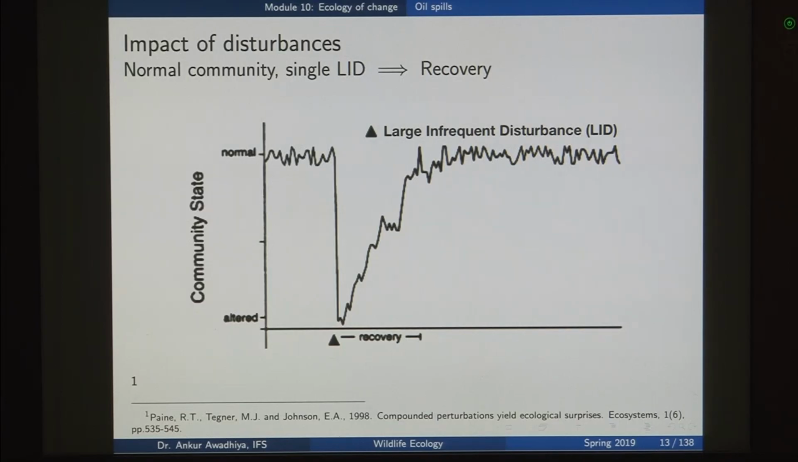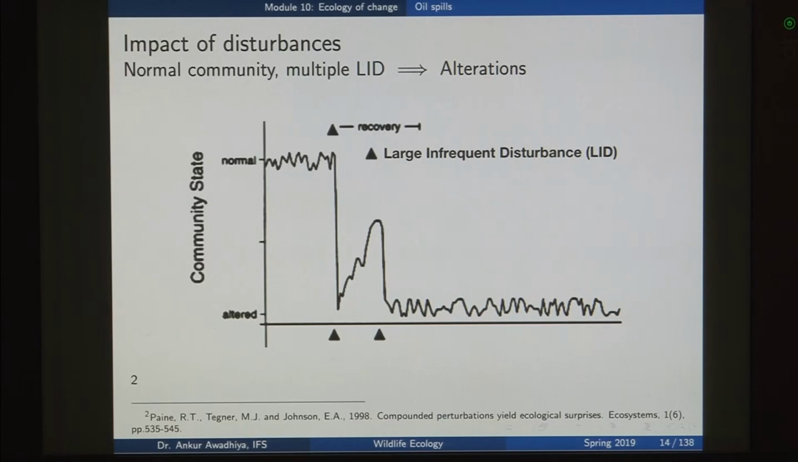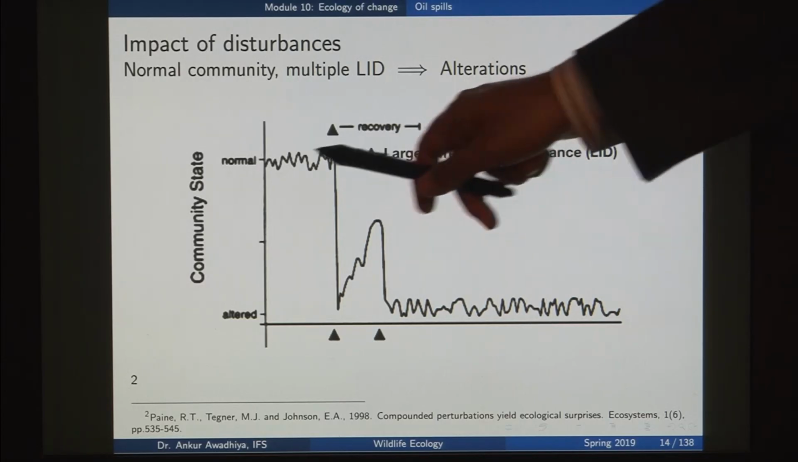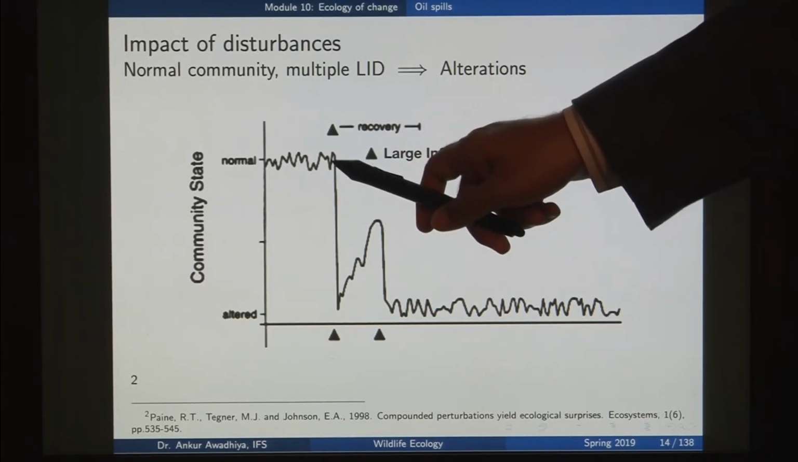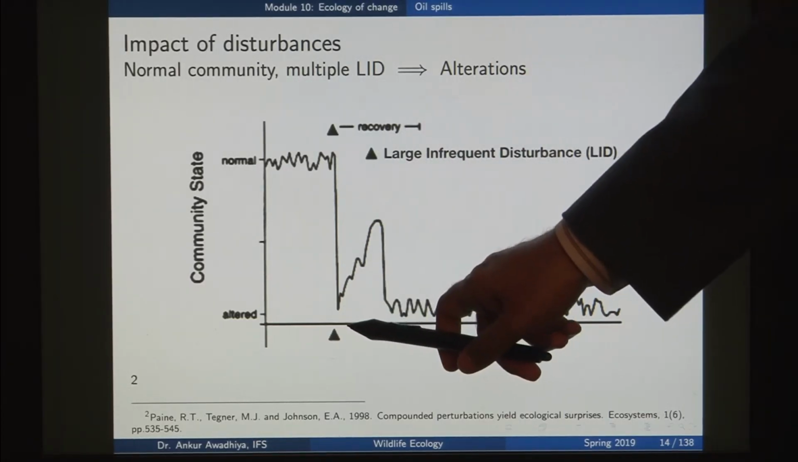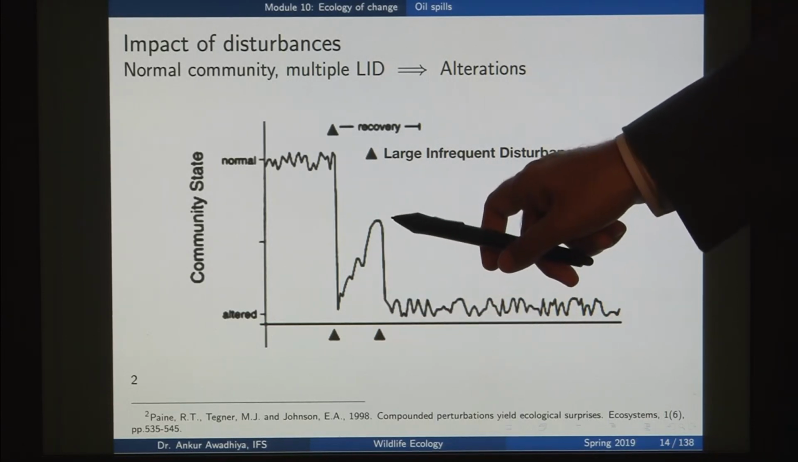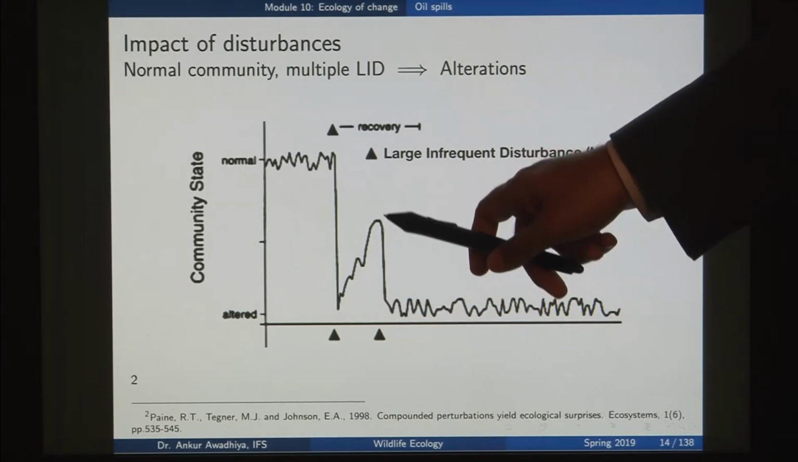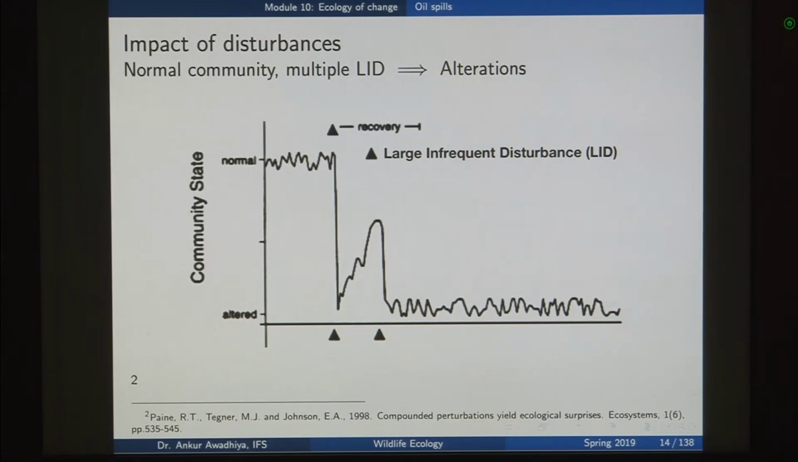If you have a normal community and you give it a large infrequent disturbance, the status moves from normal to an altered status, but then slowly with time it comes back to the normal status again. So, it tells us that this is a resilient community. On the other hand, if you give it more than one large infrequent disturbance, it becomes an altered community, tries to come back to normalcy, but you give it another disturbance and it stays altered for a very long time. So, it is not able to cope back.